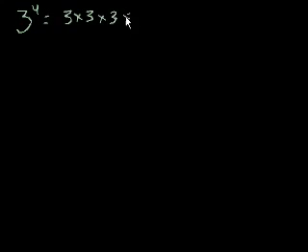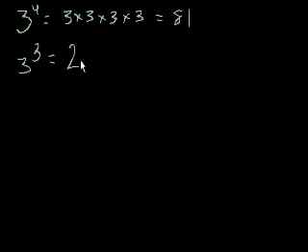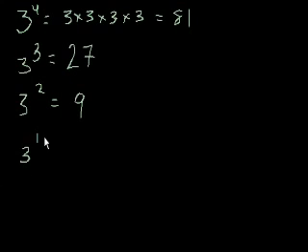So if I were to ask you, let's do 3 to the 4th power, that equals 3 times 3 times 3 times 3, which equals 81. 3 to the 3rd power is equal to 27, just 3 times 3 times 3. 3 to the 2nd power is equal to 9. 3 to the 1st power is equal to 3. And now we're going to say, what's 3 to the 0th power?